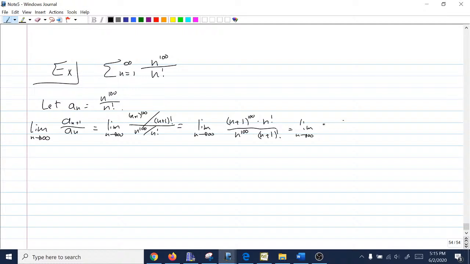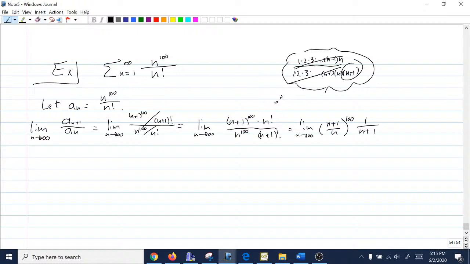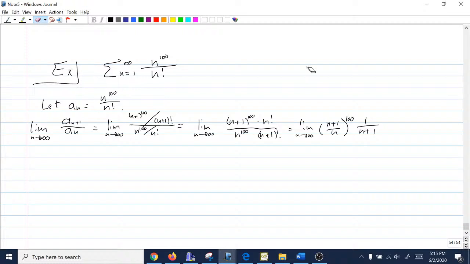This thing can become n plus 1 over n all to the 100. This thing can become 1 over n plus 1. This is the deal where n factorial over n plus 1 factorial means multiply all the numbers through n over multiply all the numbers through n plus 1. Those are all there, everything cancels except the one extra one that the bottom one has. You want to be able to do cancellation like that. This is why the ratio test is good with factorials.